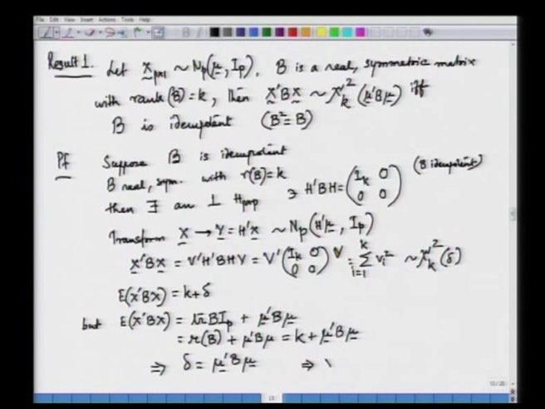So, I have the quadratic form X transpose B X following a non-central chi-square with k degrees of freedom. Again, k is the rank of the matrix B, and the non-centrality parameter is mu prime B mu. Mu is the mean vector of X, and this is happening if B is idempotent.